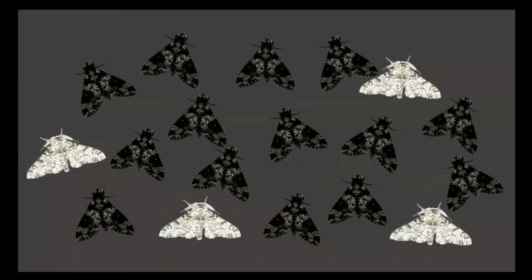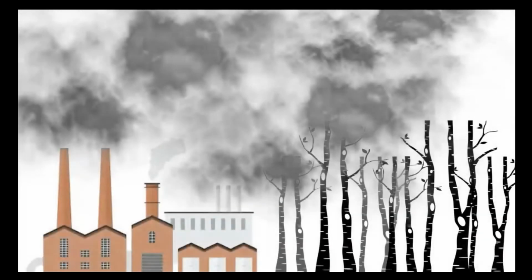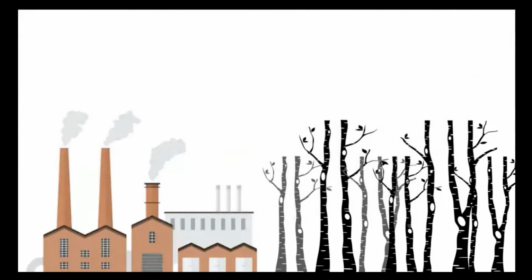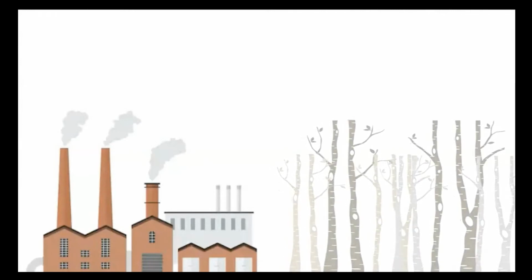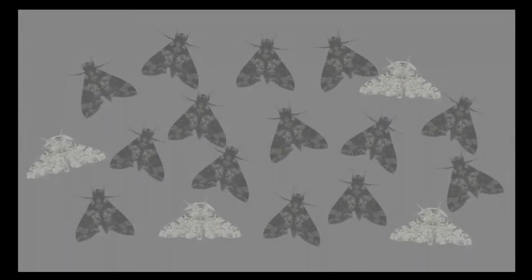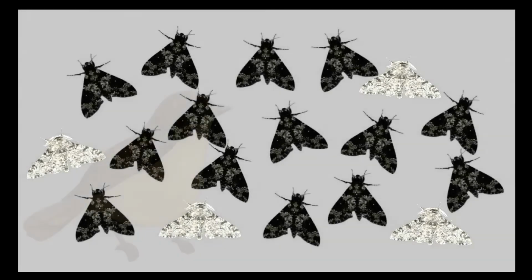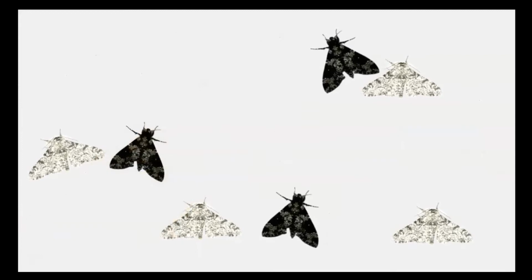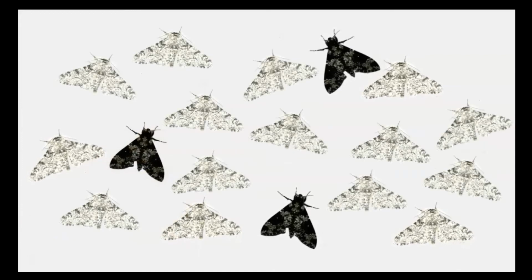But this story has one more plot twist. It didn't take long for people to realize that air pollution was a major problem. Laws were put into place, and factories began to reduce their emissions. The skies were once again clear, and the trees returned to their natural light color. As a result, over time, the dark moths decreased in frequency, and the light moths became the more common variation once again. This is evolution by natural selection.